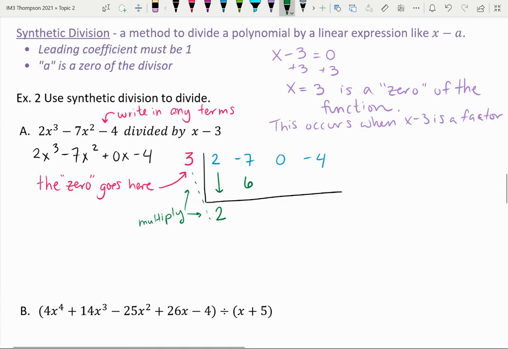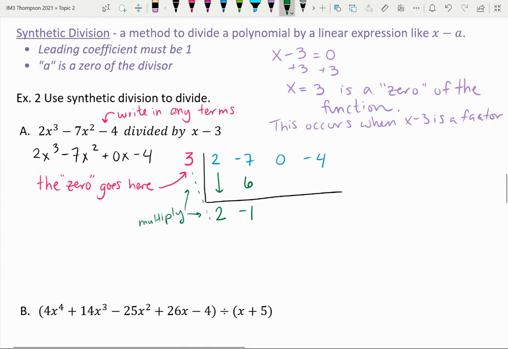And then I'm going to add down. -7 plus 6 is -1. So let me go over all this again so far. I copied down the coefficients from the polynomial. So coefficient of x cubed is 2, x squared is -7. I had a missing term, so I wrote that in. I have a coefficient of 0, and then a constant of -4. I want to divide by x minus 3. So I'm just going to put the actual value of 3 right here.